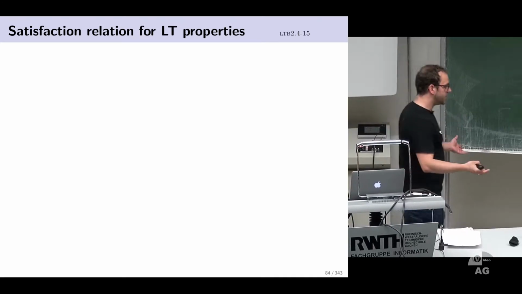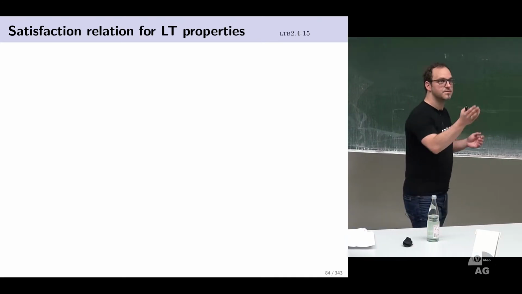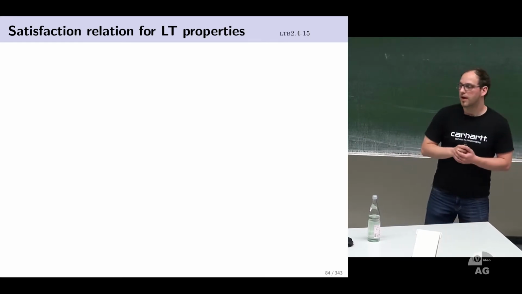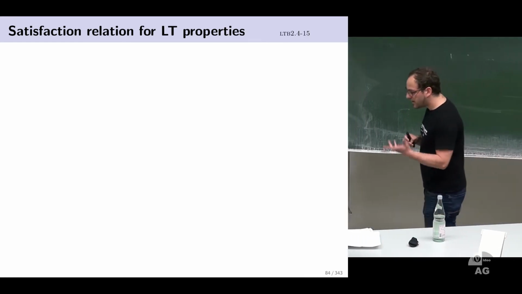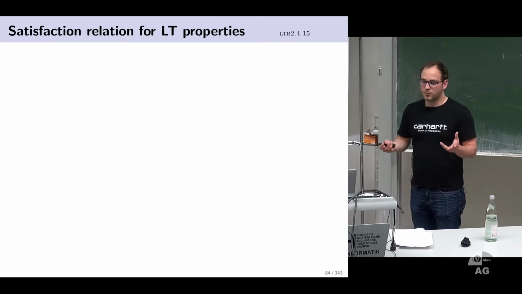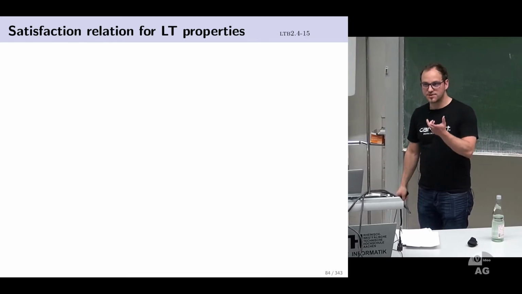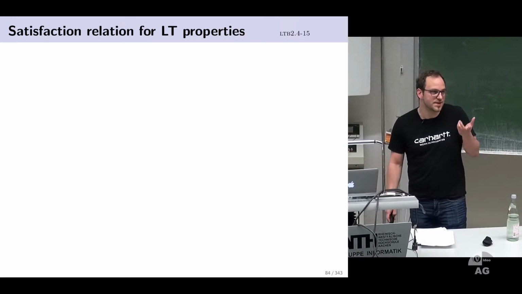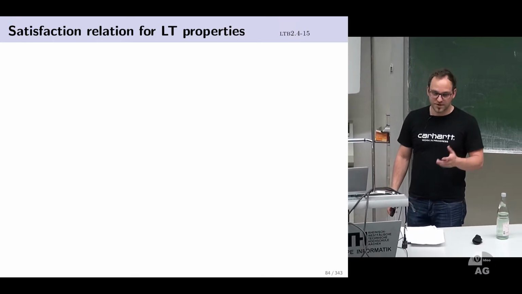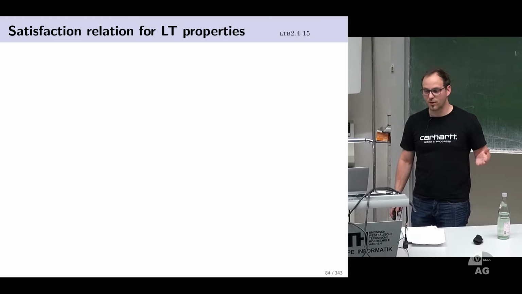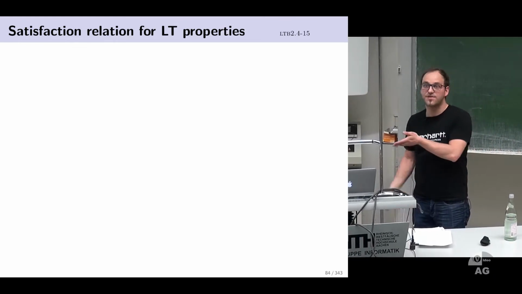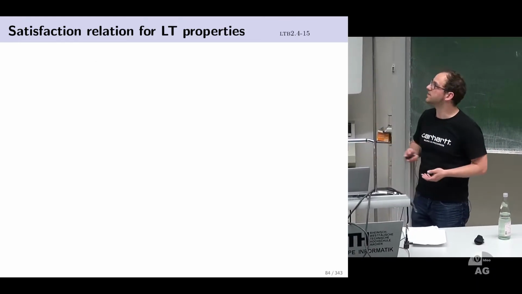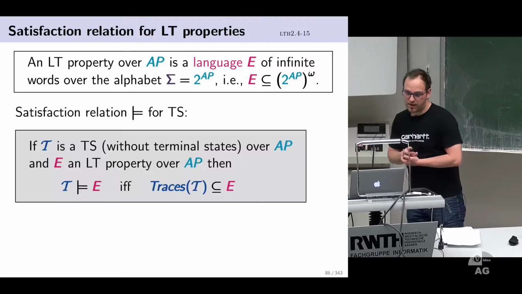Now we've defined linear time properties. Sorry, was that a question? Now we've defined linear time properties, but we also need to define when a transition system satisfies a linear time property, because that's the core part. If we want to establish my system is correct, then I want to say my transition system satisfies some LT property. And we're going to do that now.